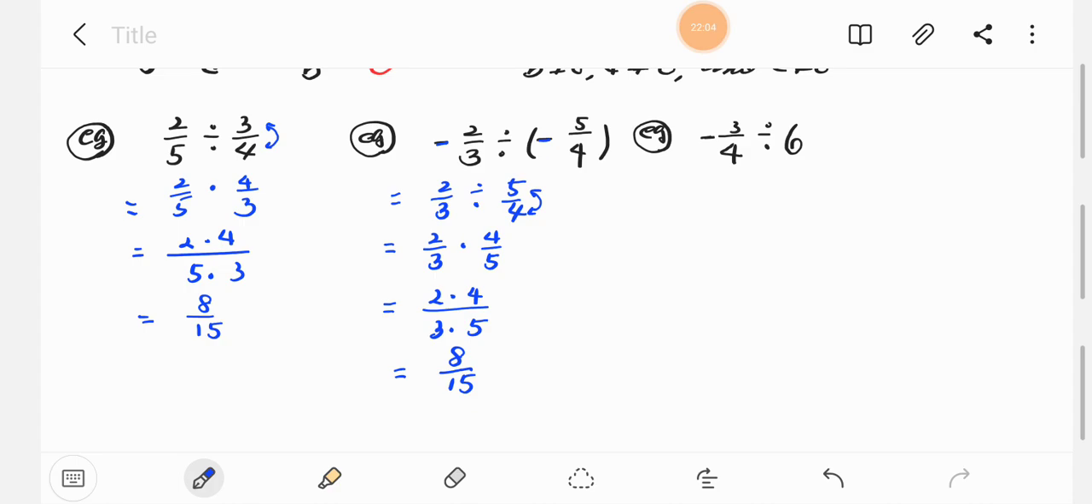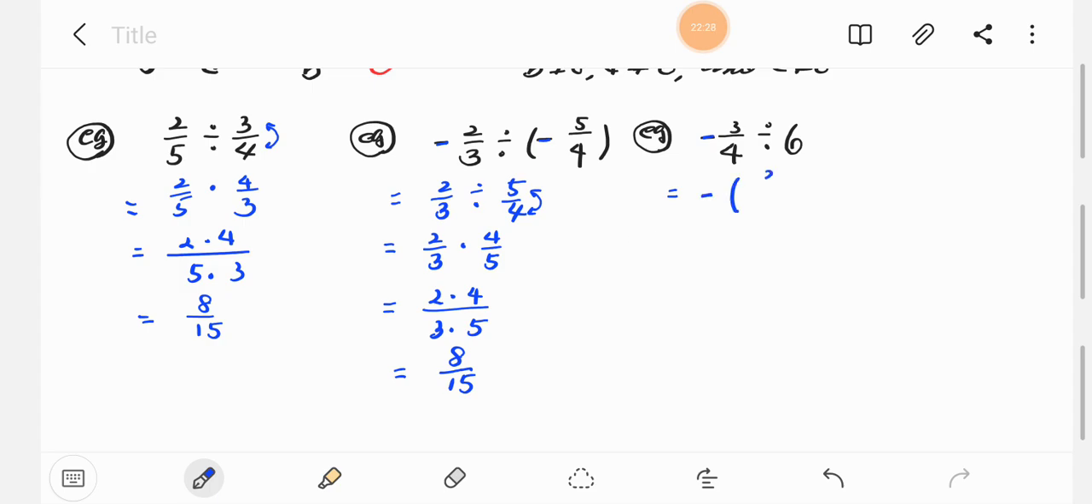So this is a division. If an expression is multiplication or division, check the number of negatives. If the number of negatives is even, then the result is positive. Okay, how about the next one? The result should be what? Negative, right? There's only one negative. So the result is negative.